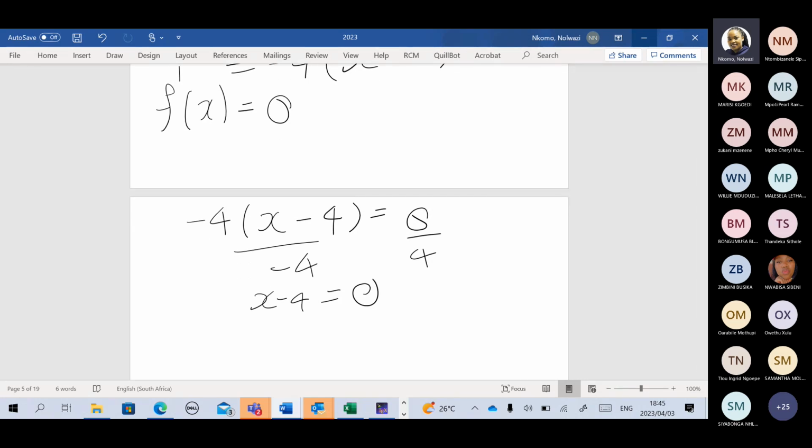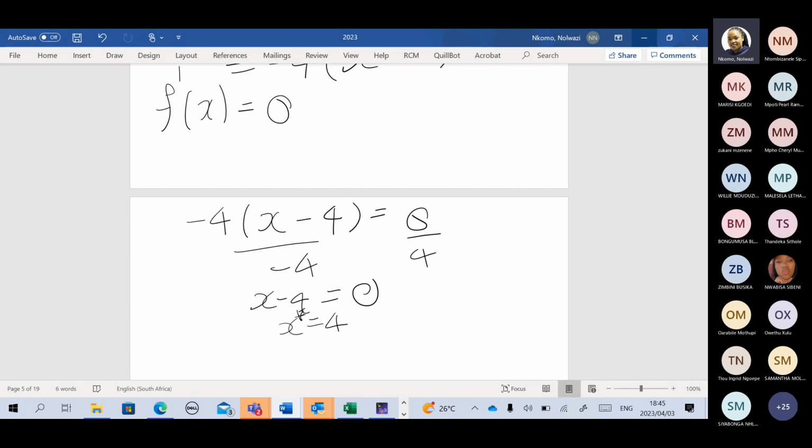And then remember, I'm trying to make x the subject of the formula, meaning we have to transpose 4 to that side. If we do that, we'll have x equals 4, because 4 will change its sign once it gets to the other side of the equal sign. So this means we have x star equals 4. In this case, we only have one stationary point, which is x star equals 4. Sometimes you'll find 2 stationary points, 3 stationary points. It will depend on the given function.